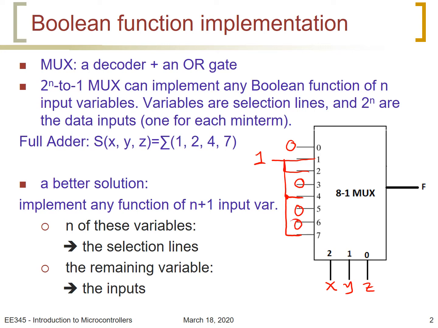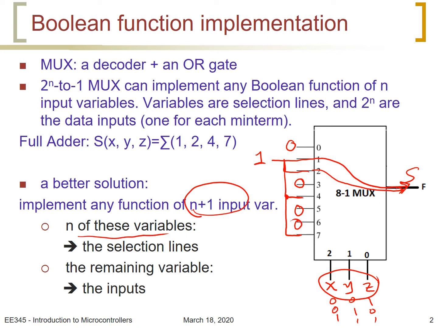Now what happens? If x, y, and z, as an example, take the value 0, 0, 1, then the input 1 will be channeled to the output, which will be the sum. Or if the input is 0, 1, 0 as an example, same thing exactly, the input 2 will be channeled, which is 1, and so forth until 1, 1, 1. However, a better solution is to implement any function of n plus 1 input variables. So instead of n variables here, we can use n plus 1 input variables, where n of these variables can be used for the selection lines, whereas the remaining variable will be used for the inputs, as we will see next.